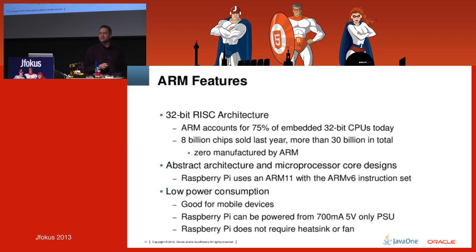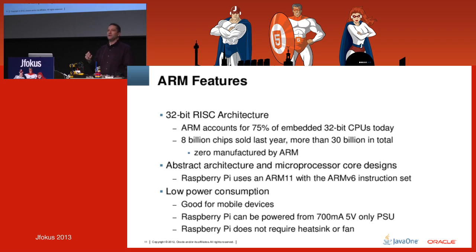And what they come up with is a set of things which is both an abstract architecture for the way the chip itself is designed, and then also a microprocessor core design and an instruction set. So you have these different versions of the ARM architecture, you have the different instruction sets. Raspberry Pi, as I say, uses an ARM 11 architecture, and it uses the ARM v6 instruction set. This is actually quite significant. ARM v7, as I'll mention in a moment, is the more modern one, and we'll talk about why that's significant when we get to Java.